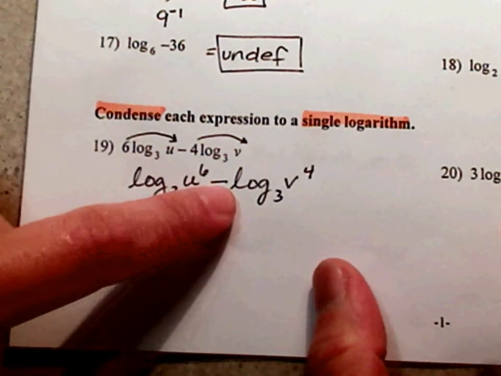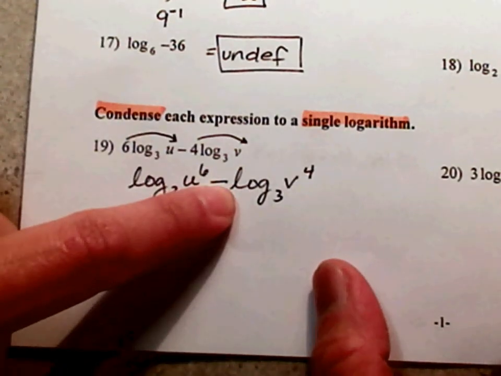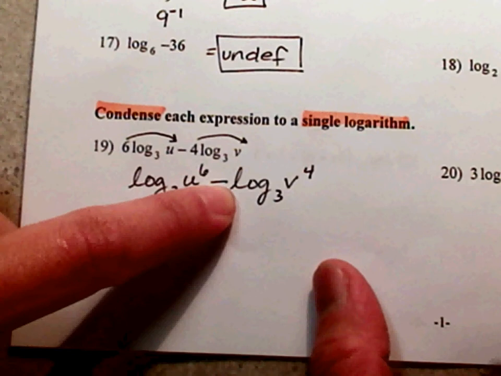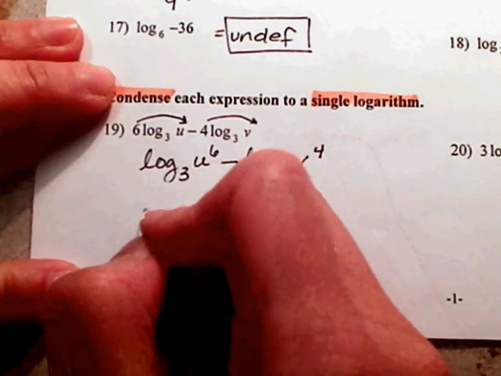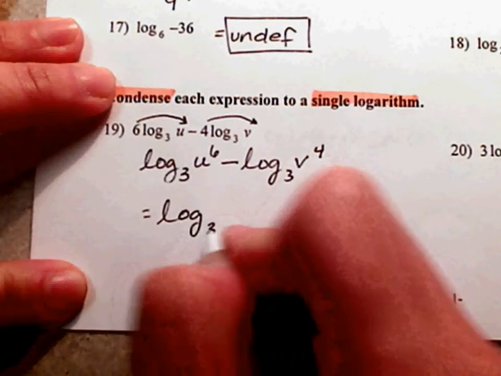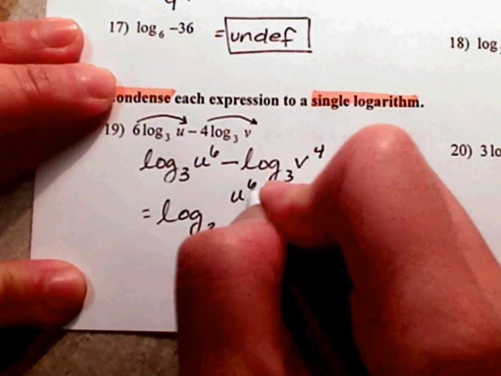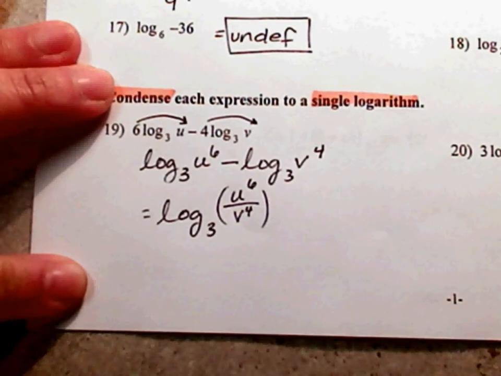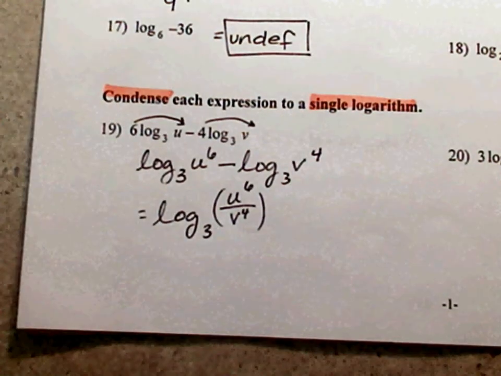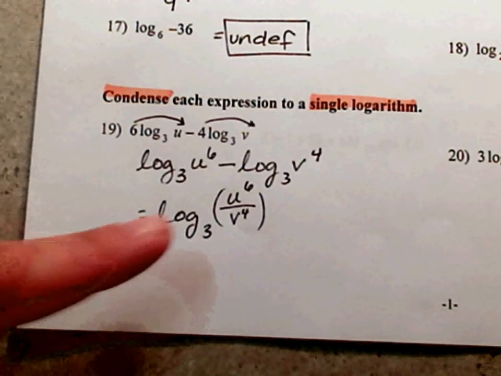Notice that's a minus, and a minus corresponds to division when you condense. Same base, notice the bases are the same. So log base 3 of u to the 6 divided by v to the 4th. And you can put parentheses around it if you like. There's number 19. Condense, write it as one log, and I have one log written here.